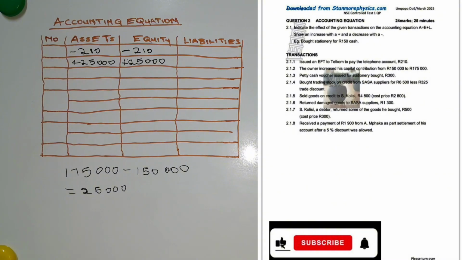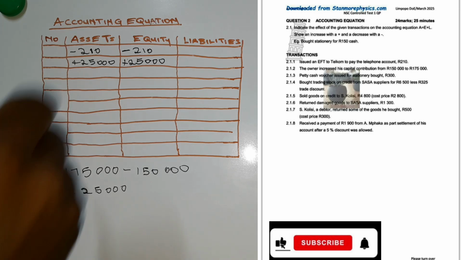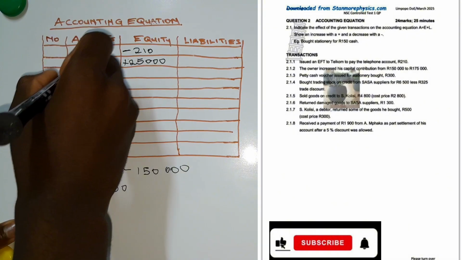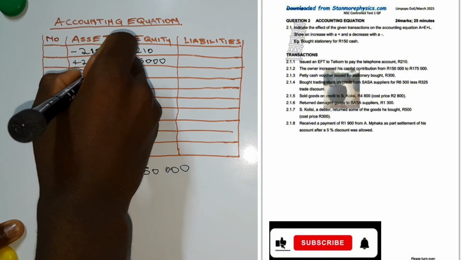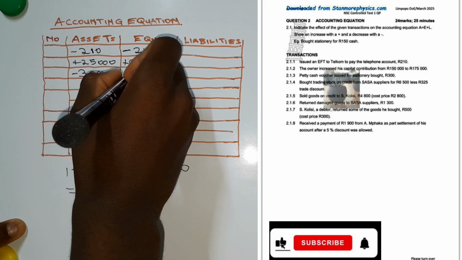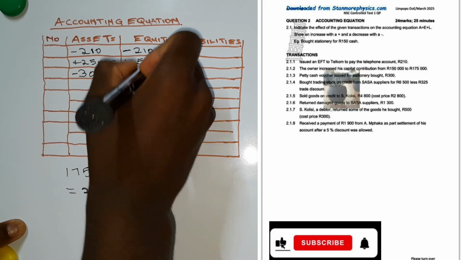We go to number 3. A PTK voucher issued for stationery bought for 300. This one is going to affect our asset and equity. Since we bought stationery, the money is from our bank. So our bank here, which is under asset, is going to decrease by 300. Also our equity is going to decrease by 300.